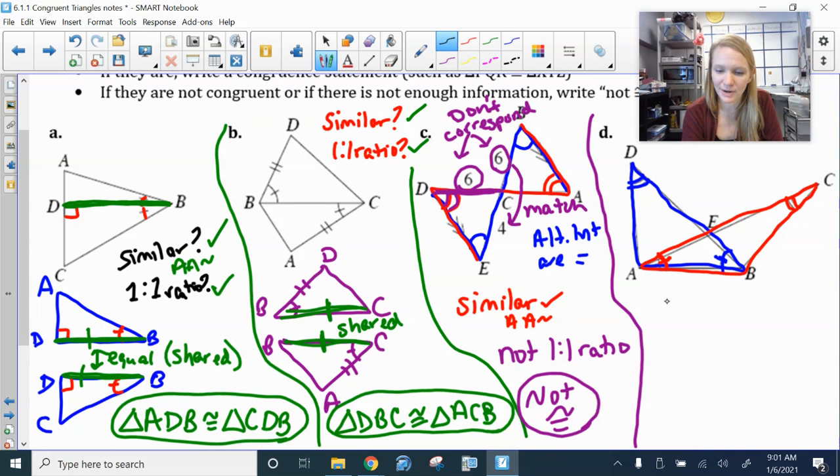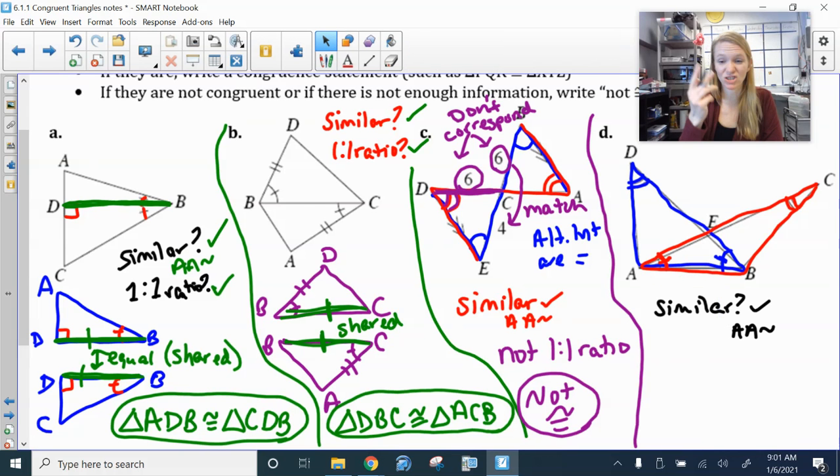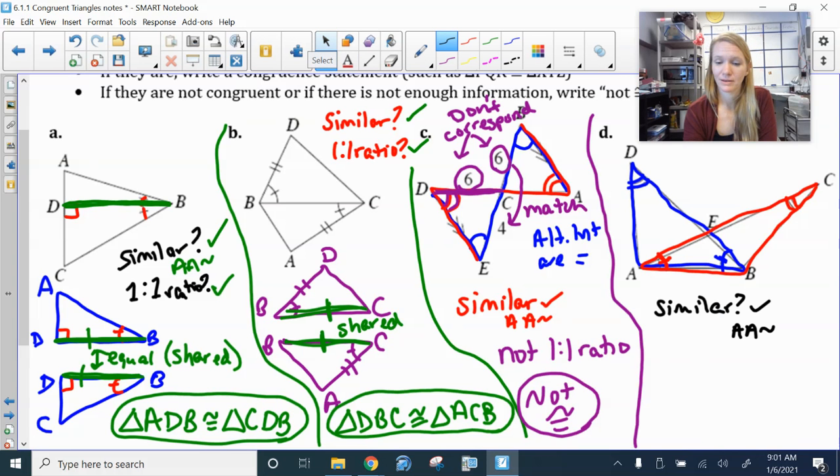So when we're checking for similarity, they are similar by angle-angle again. They've got two angles that match. Do they have a shared side? Yes. This side right here, across the bottom, that AB is shared. And it's next to the single congruent angle in both triangles. It's in a matching position. And so that's enough to say that yes, they have a 1-to-1 ratio. Check.